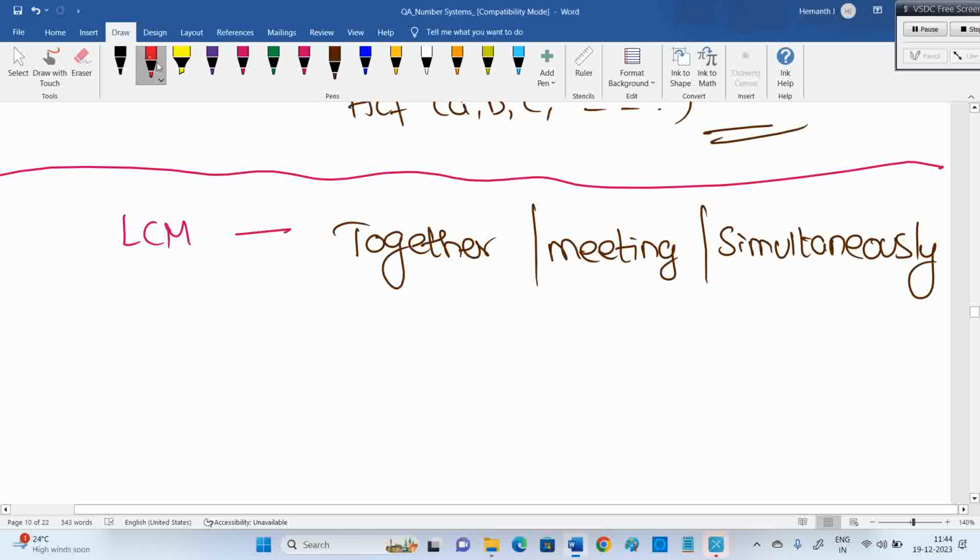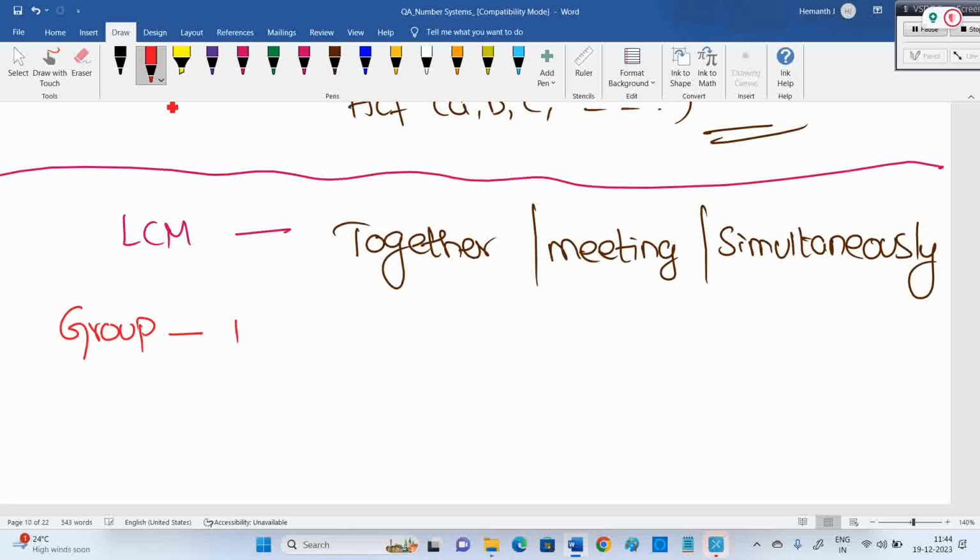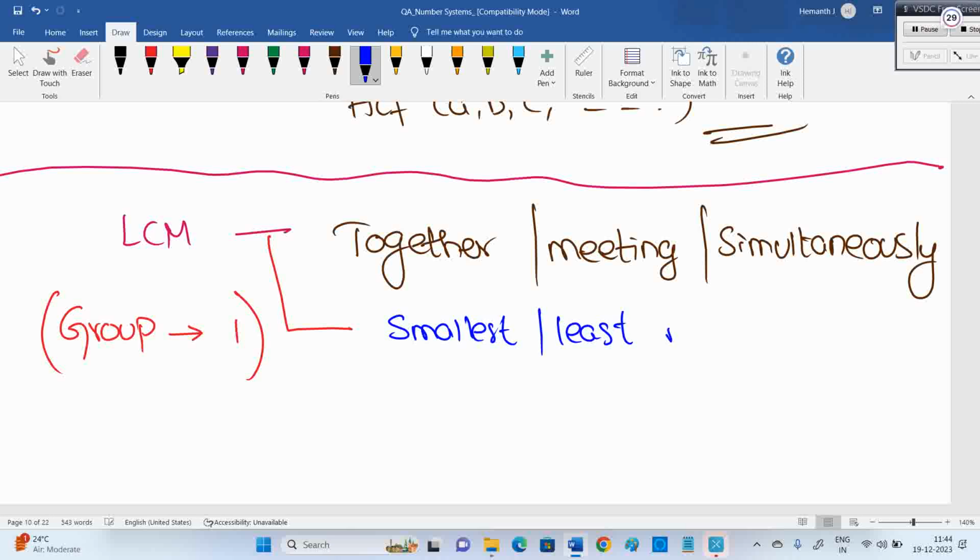Not only that, we already mentioned in the previous session, LCM is like a villain: a group of people going and attacking one number. LCM is like a group attacking one number. One more thing: in a question, if you see the smallest number or least number divisible by x, y, and z like that, here also we are going to apply LCM.